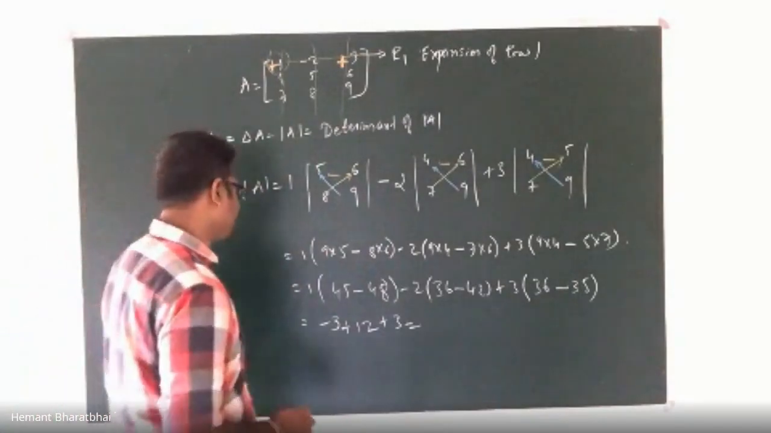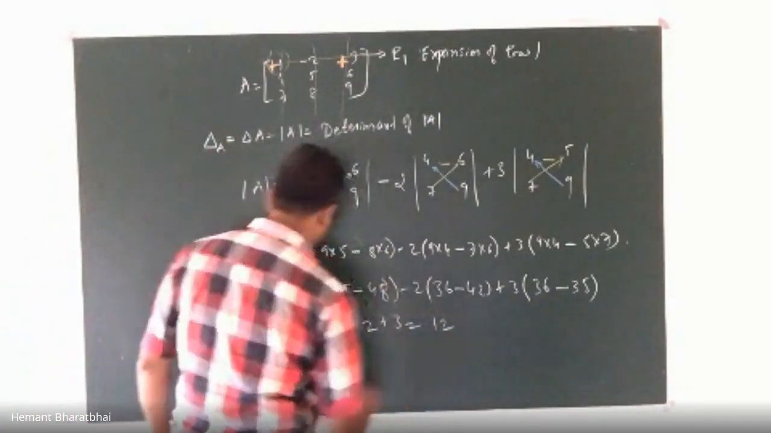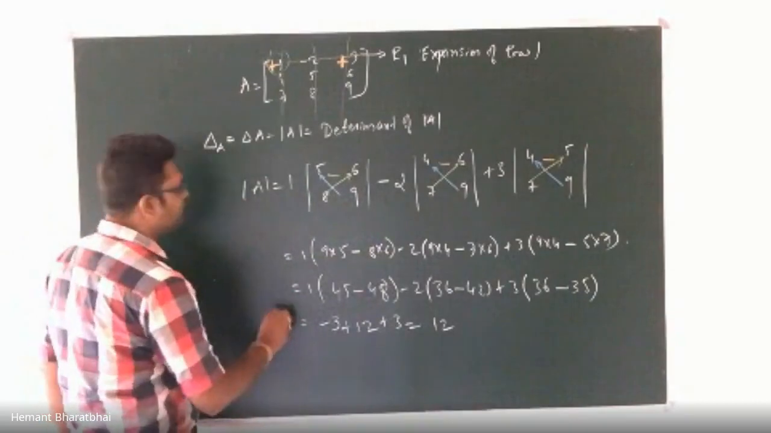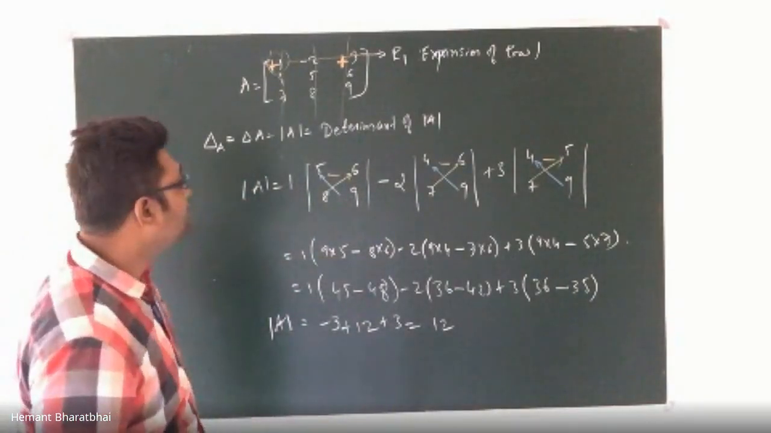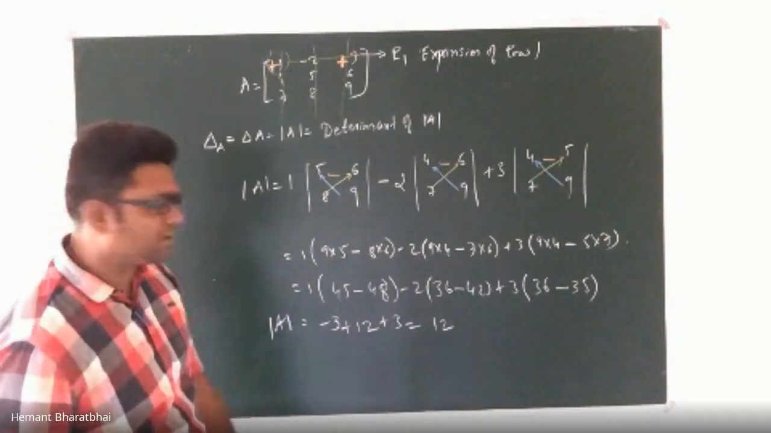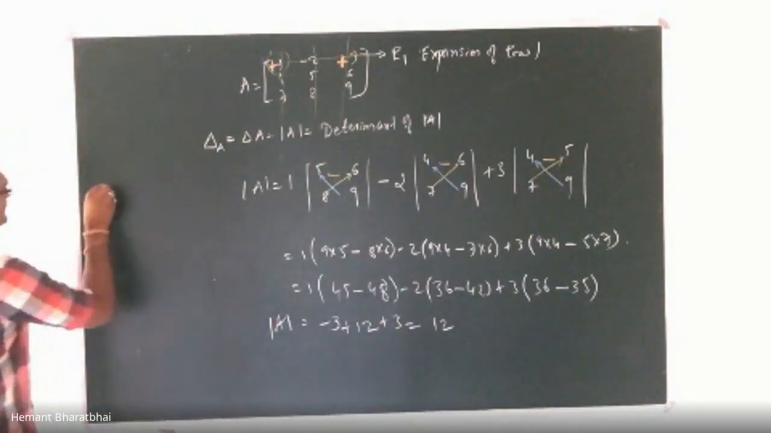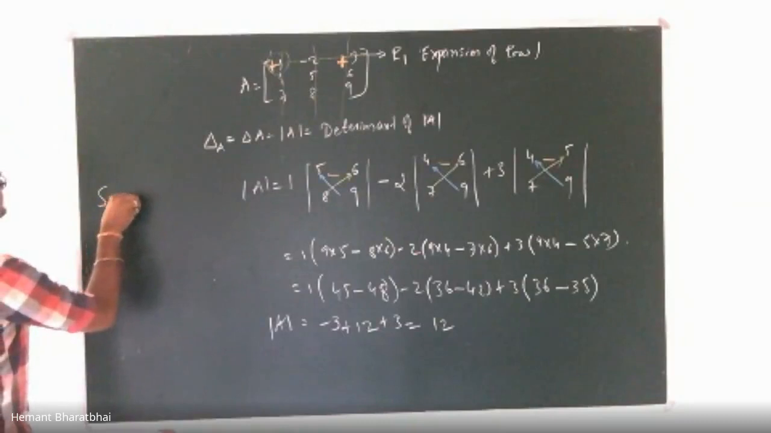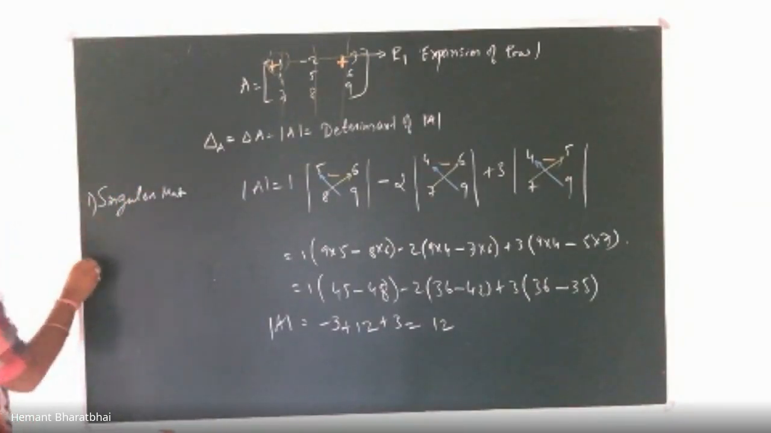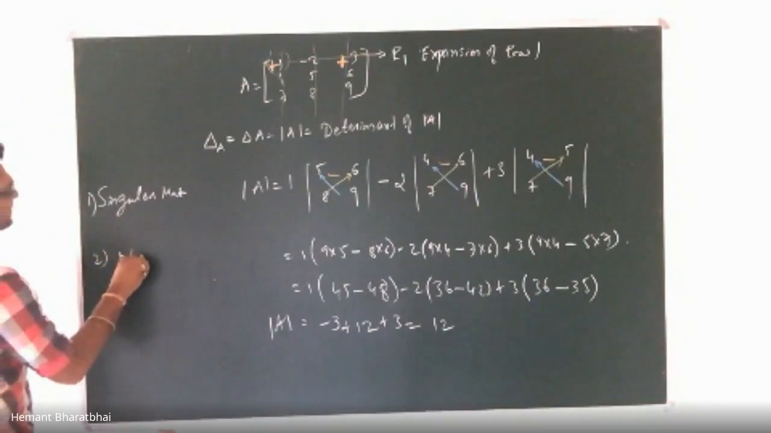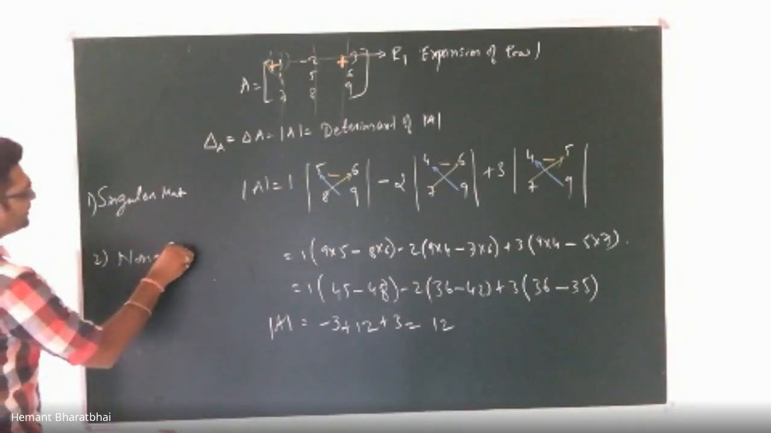Okay, so plus 3 minus 3 is cancelled, you get 12. You get determinant of A is equal to 12. So on the basis of this, we have two more types of matrices, which we call singular matrix and non-singular matrix.